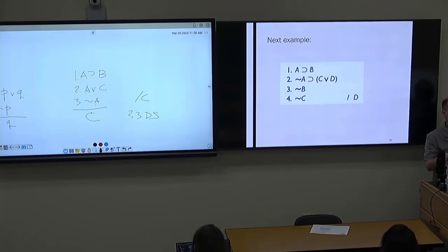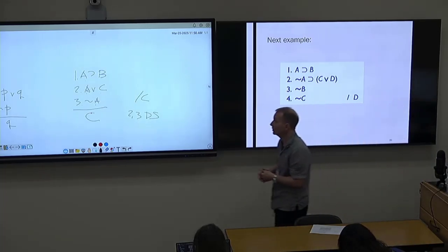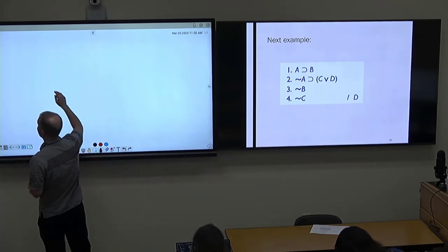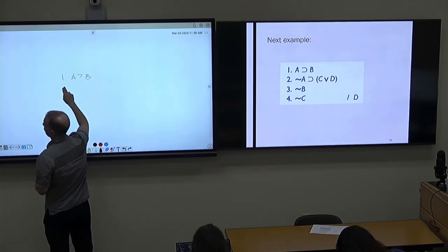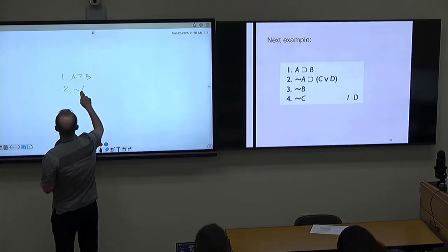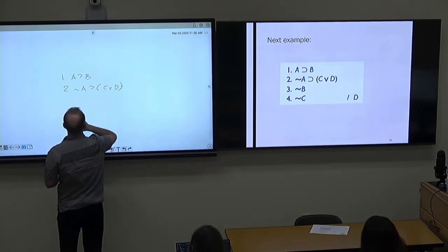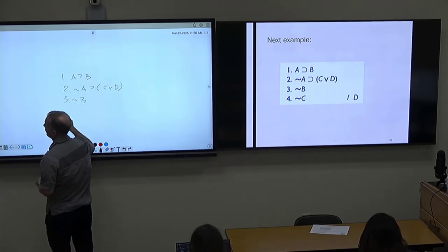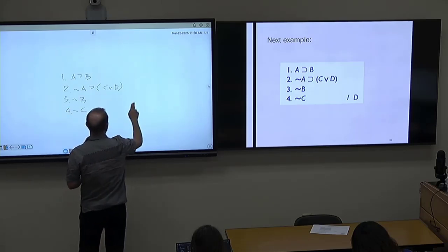Okay, so here's an example without a solution yet. Let's look at it, let's think about it together. So this is what we have. Suppose we are given it, let's say on a homework or wherever. The first premise is if A then B. The second premise is not A, therefore C or D. We're getting a little more complicated, right? Third premise is not B. Fourth premise is not C. And we need to get to D.